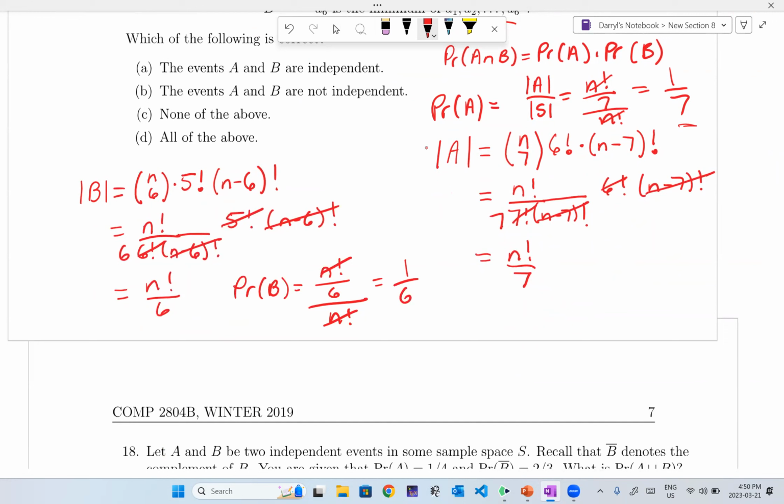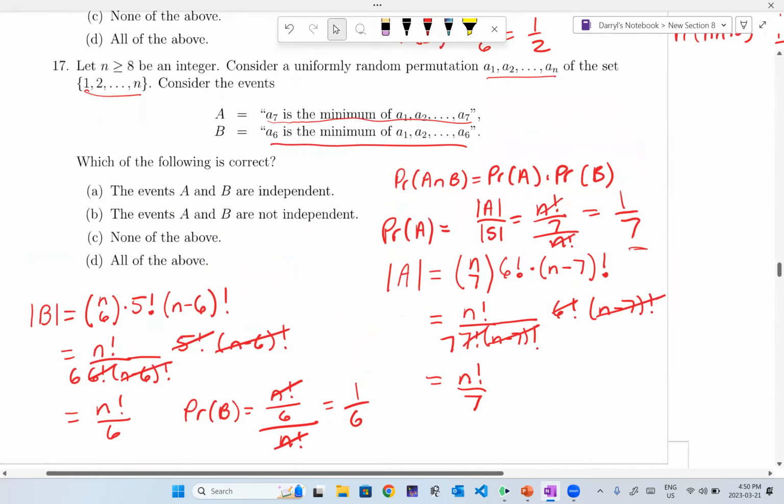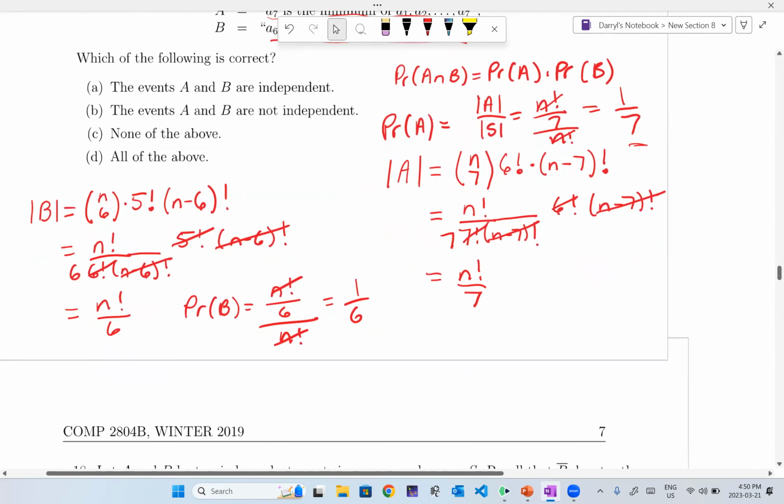Okay, so the probability of A is 1 over 7. The probability of B is 1 over 6. There's a simpler, more intuitive way to get it. I don't have it, but now you know. So yeah, now we want, well, what if they're both?